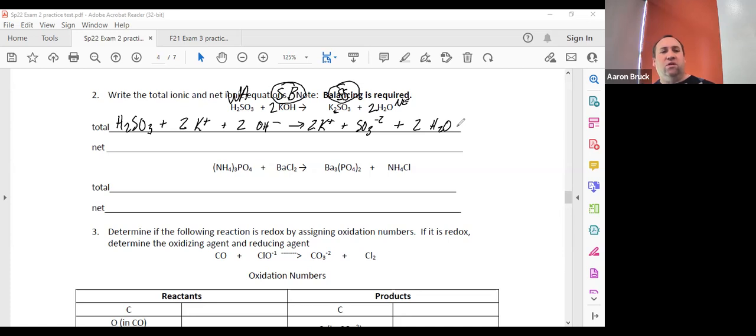So that's the total ionic equation. All that we need to do to turn the total into net is cross out anything that is common to both ends, which in this case would just be the potassium ions. So the net ionic would be the sulfurous acid reacting with the 2 hydroxides to make the sulfite ion and 2 waters.